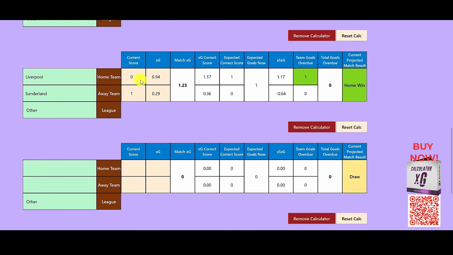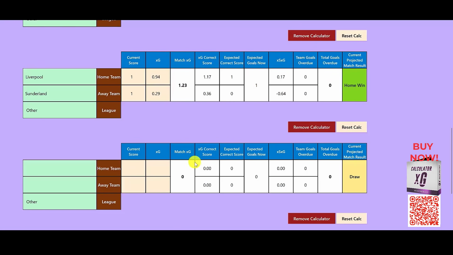And so these are the XG numbers that have been updated. We'll put this in. So it's now Liverpool 1. Liverpool have got their goal, which was overdue. Total goals overdue is 0 at the moment, but we are still projected for that home win for Liverpool.